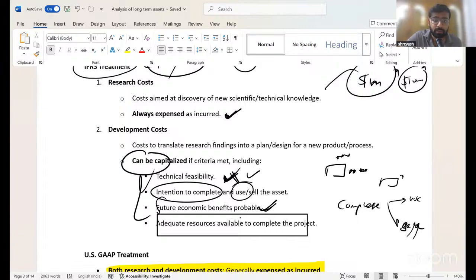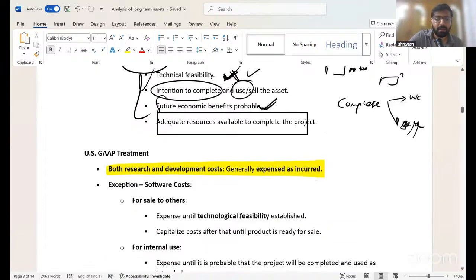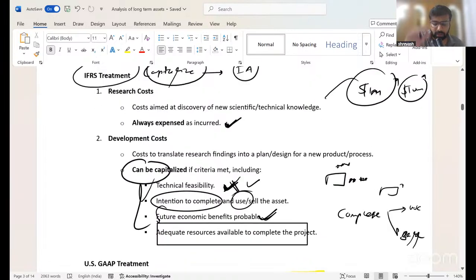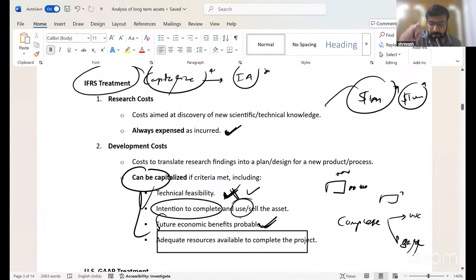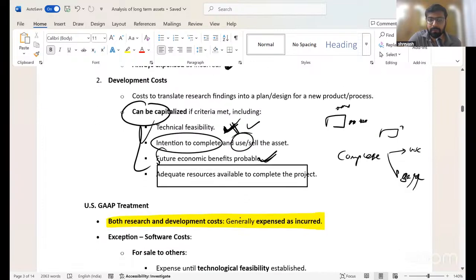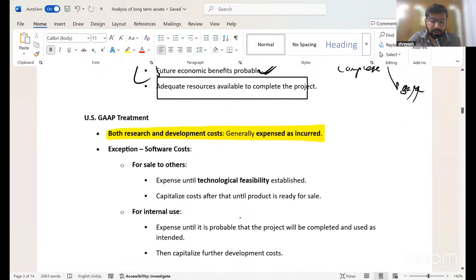So these criteria have to be met for the development cost to be capitalized. Sir, in case of IFRS, research cost is always expensed, development cost is capitalized only if these criteria are met. If the technical feasibility is there, if intention is to complete and sell the asset or use the asset, if the future economic benefits are probable, and the costs can be measured, and the adequate resources to complete the asset are available. All right, sir, fair enough.